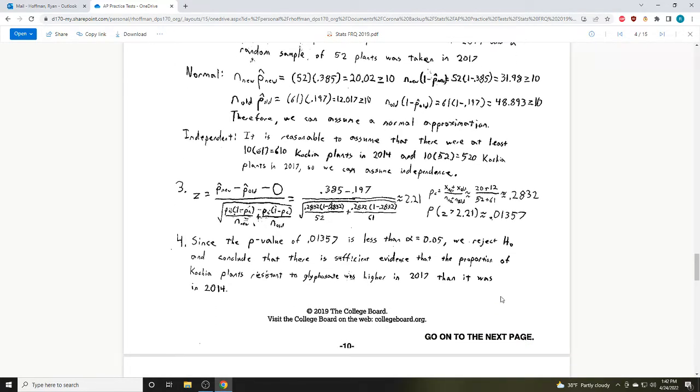Which means that we're going to reject the null hypothesis because the p-value is less than our alpha level. We're going to reject the null hypothesis. There is enough evidence that we are more resistant in 2017.